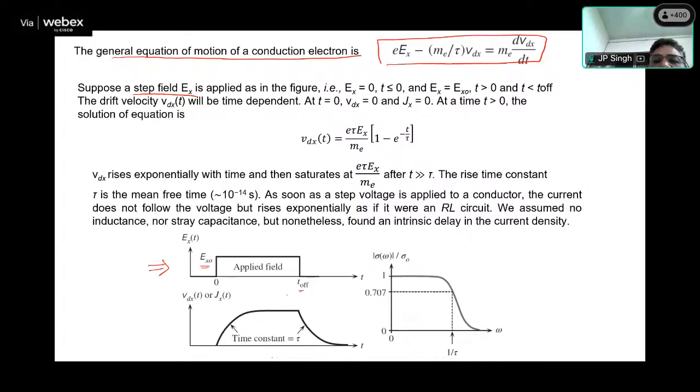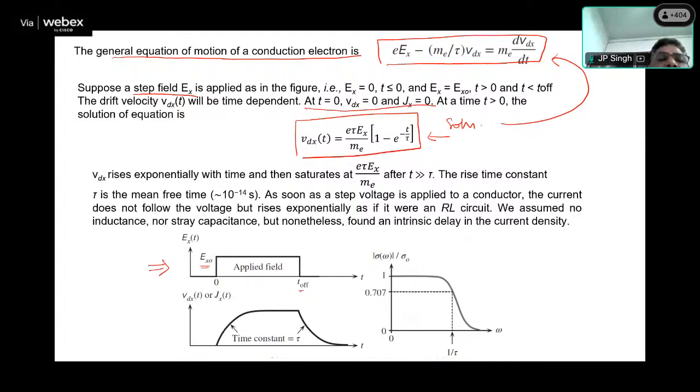So this is my general equation of motion, and this is a first order differential equation, and the solution is this much. I will assume that you have already solved this. It is very similar to the capacitor charging problem in an RC circuit, which you have probably done. When you apply these boundary conditions, you will get this solution.